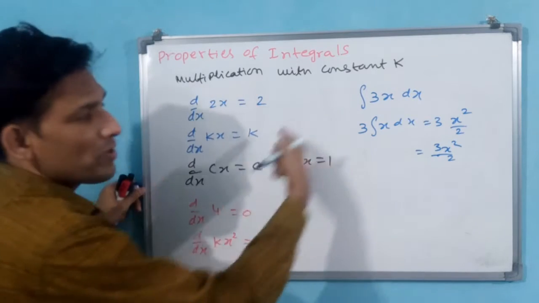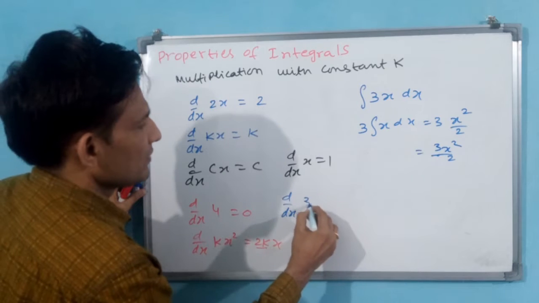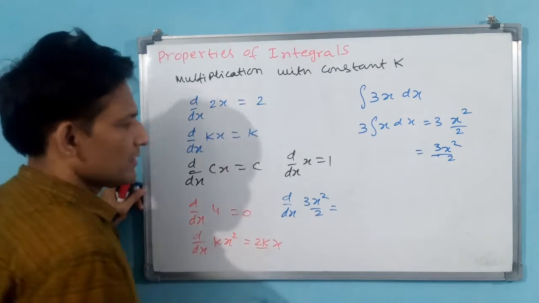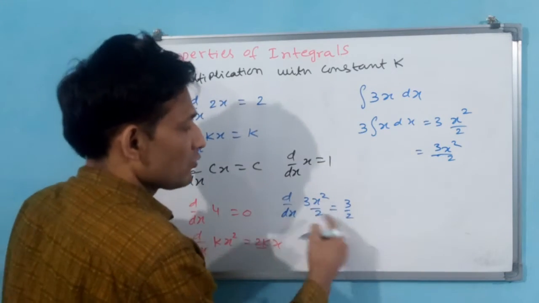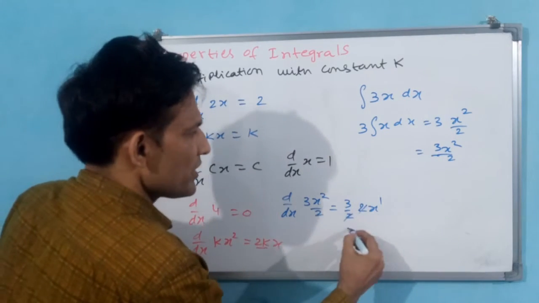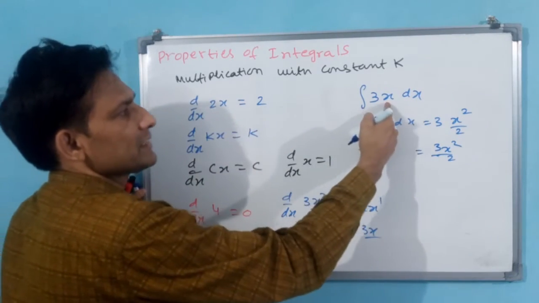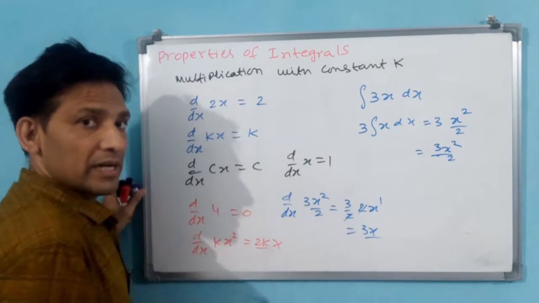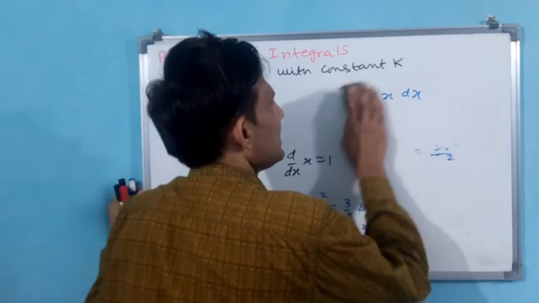But see, how does differentiation come? d by dx of 3x square by 2 is equal to how much? 3 by 2 you take common. x square means 2 into x power 1. Then 2 is going to get cancelled, 3x will come. This 3x you are doing here, integral 3x. If you do integral 3x, automatically 3 into x square by 2 will come, 3x square by 2. Okay, this is the logic you have to understand.